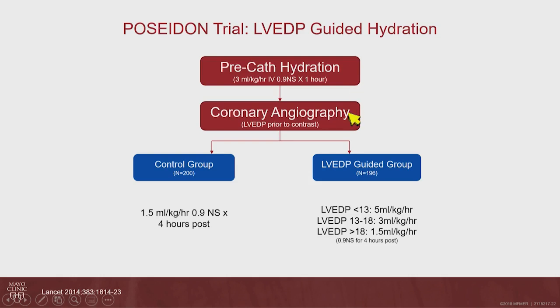And at the time of angiography, you check the LVEDP. If the LVEDP is low, you give an additional 5 milliliters per kilogram for 4 hours. And you can see here, if it's intermediate or high, these are what you give. In this study, they were randomized after angiography to LVEDP-guided additional hydration, or just a run-of-the-mill standard 1.5 milliliters per kilogram, also a hefty dose, for 4 hours post-procedure.